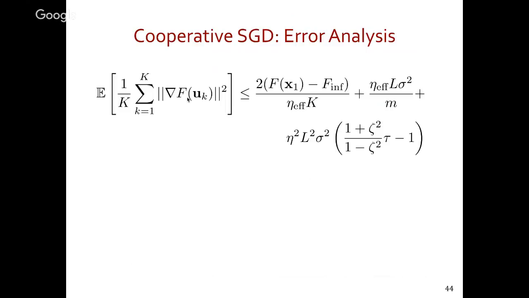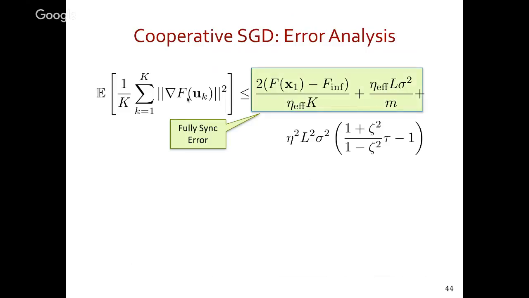And there are two terms of interest in this error bound. The first term is this green color portion, which is just the fully synchronous SGD error. And the second term is the network error. This is the additional error that we are getting because we are reducing the communication between these different nodes. And the parameters of the model, the W and the tau, all appear within this network error term.